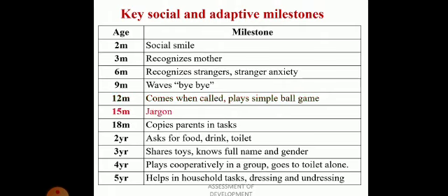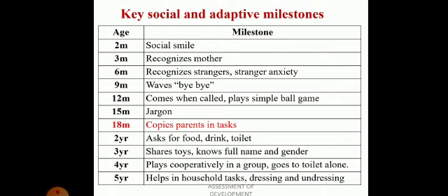Okay, then at the age of 15 months, there will be activity known as jargon. Jargon means meaningless conversation, or meaningless activity. At the age of 18 months, the child will copy the parents. That is one type of mimicry they are doing. Whatever the parents are doing, the same thing will be done by the child.